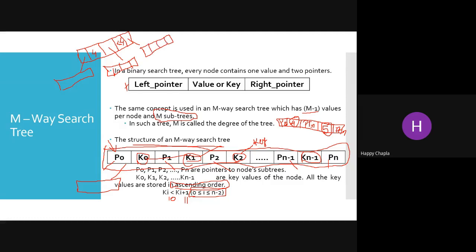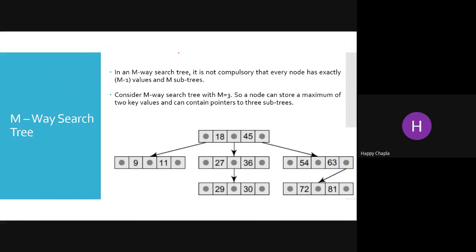Right? We are mentioning the order as 3, 4, 5, 6, whatever order we can define. ठीक है, अगर मैं बोलूं कि ऑर्डर 5 आपको फॉलो करना है तो आप एक नोड में मैक्सिमम 4 वैल्यूज इंसर्ट कर सकते हो. ठीक है, let's see this, don't worry.